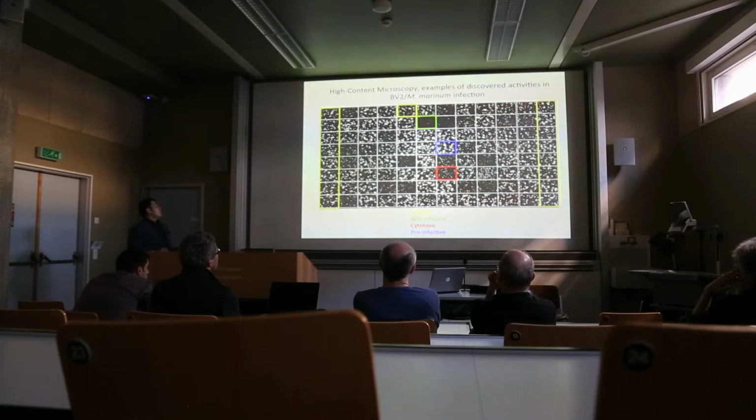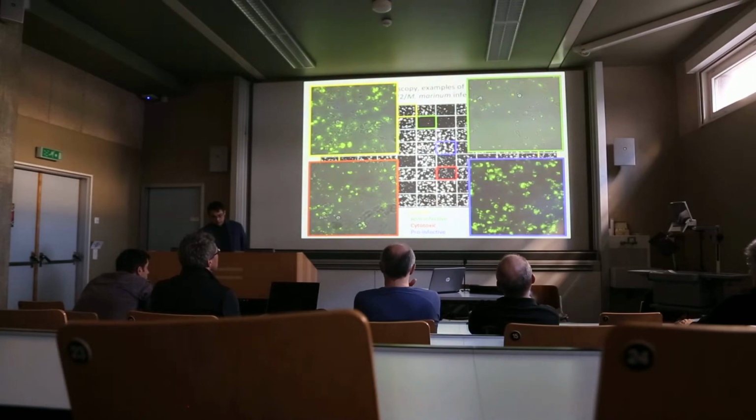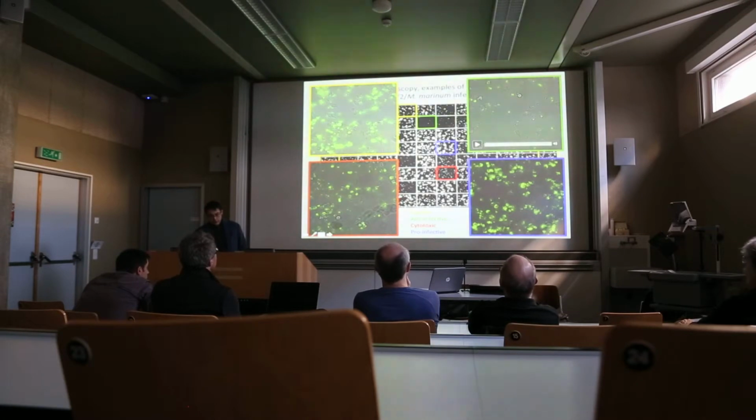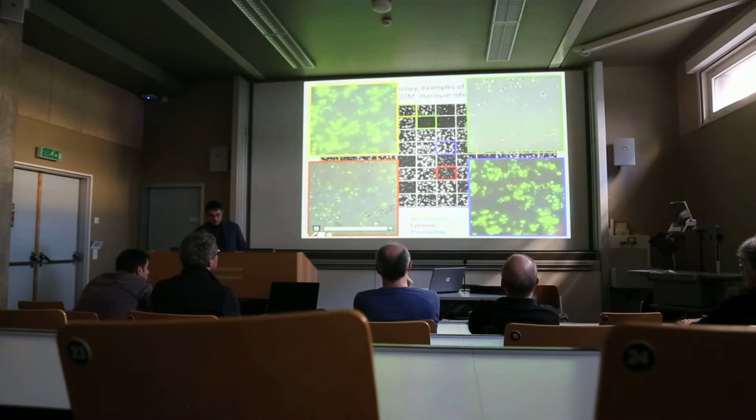We have control-like activities, so basically not much effect of the compound. We have the anti-infective activities and some pro-infective activities where we get an increase of the bacteria numbers. And we observe also cytotoxic activities. That's how it looks with the magnification. So this is the control, this is our anti-infective activities, this is the pro-infective activities, and this is the cytotoxic activities.